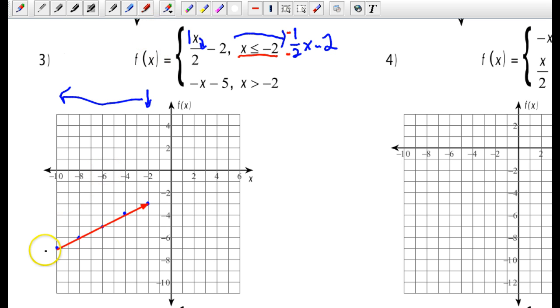Alright, actually I should have that blue. Alright, now let's graph this one. And we're only going to graph it to the right of negative 2. Alright, that's the same as negative 1 over 1x minus 5. So we start at negative 5, right here, and we're going to go down 1, right 1, just like this. We also want to go this way, all the way up to 2.